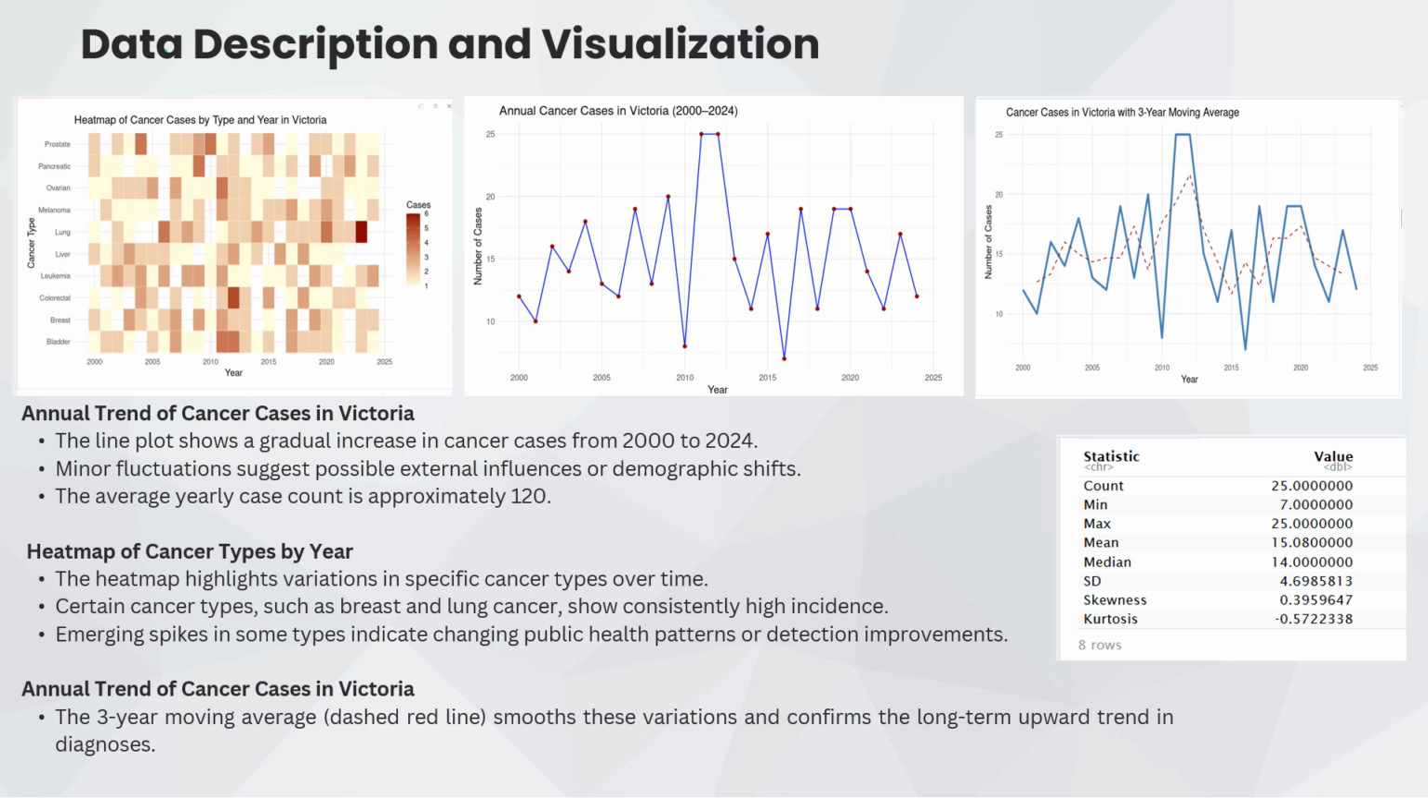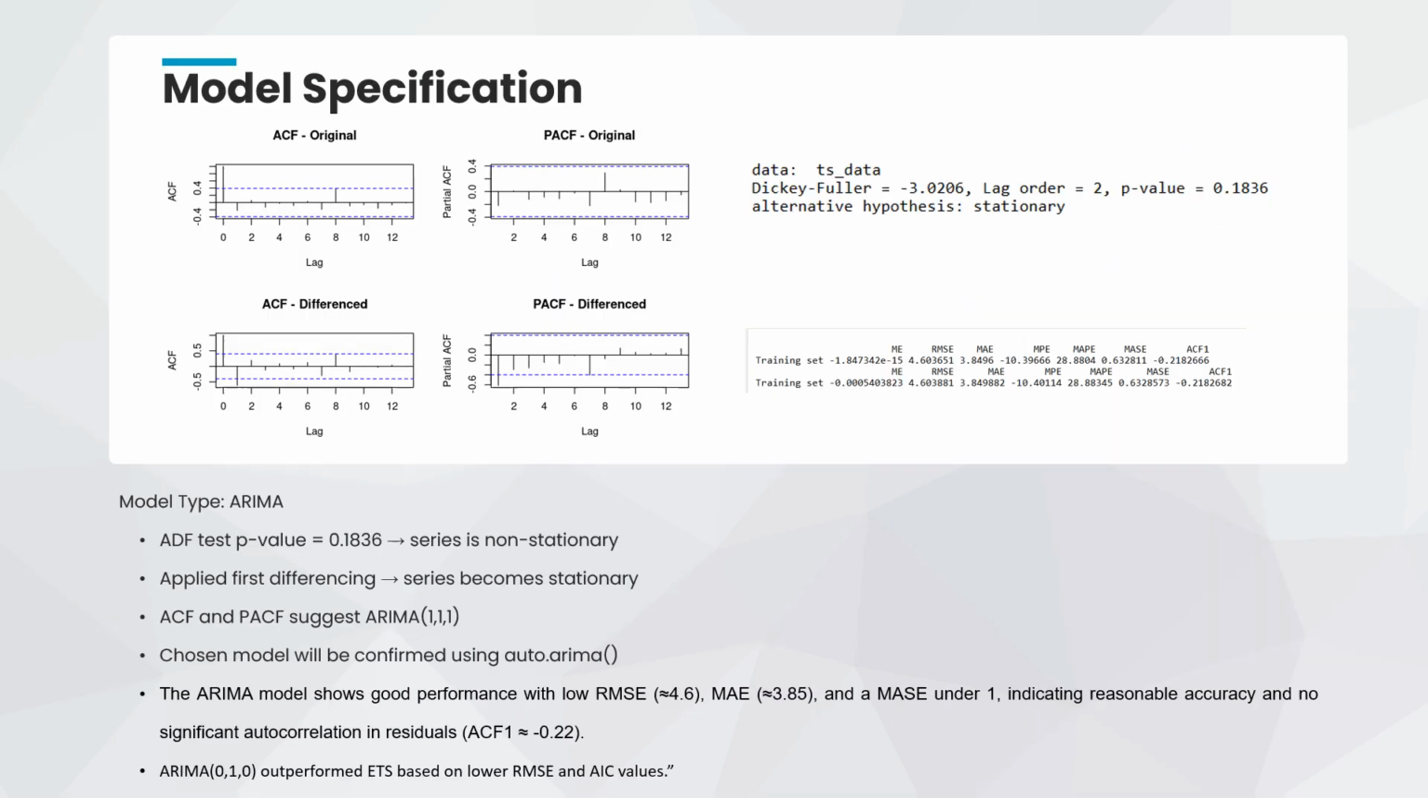We also applied a classical TLD decomposition. This helped confirm the trend and revealed no strong seasonality in the series. As you can see, the heat map highlights variations in specific cancer types over time. Moving on to the next slide.